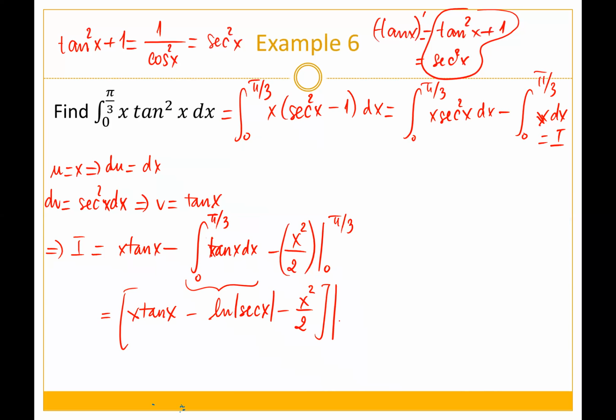So that one I'm going to take from 0 to pi over 3. So we have pi over 3 times square root of 3, minus pi square over 18, minus ln of 2, because secant of pi over 3 is 2, because it's 1 over cosine, and cosine of pi over 3 is 1/2. And then the rest is just going to be 0. So this is your final answer.